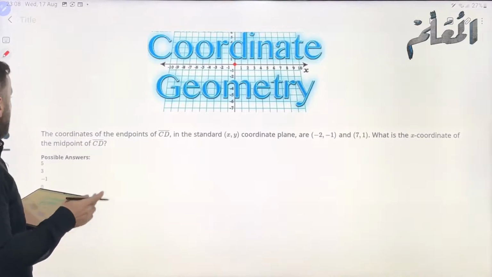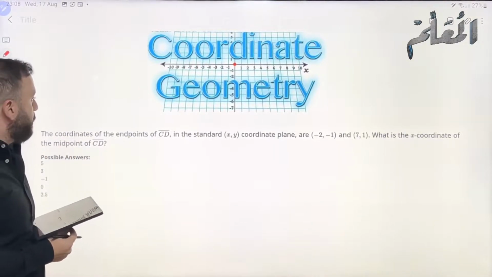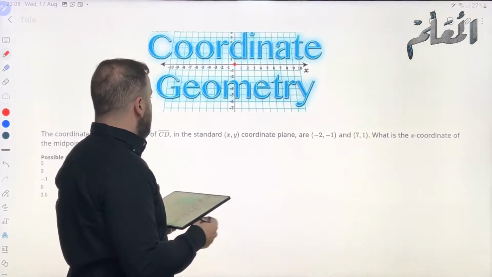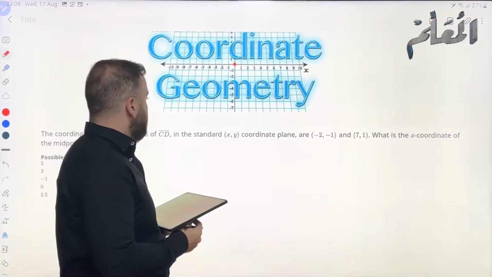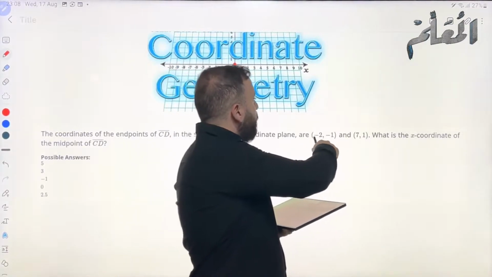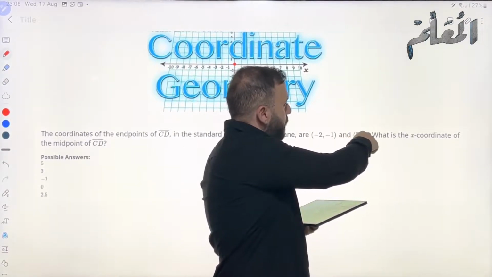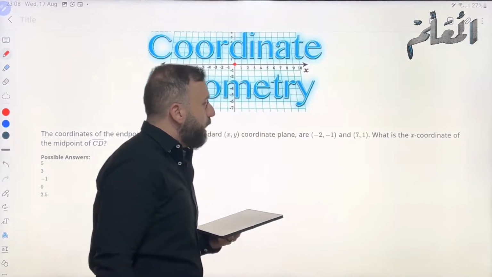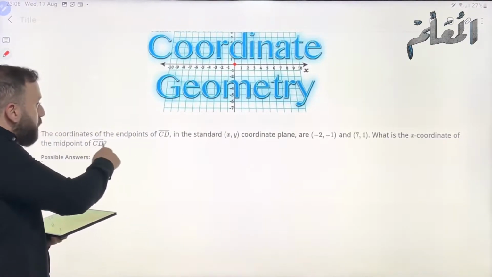Here we go. Question 1. The coordinates of the endpoints of a line CD in the standard XY coordinate plane are (-2, -1) and (7, 1). What is the x coordinate of the midpoint of CD?